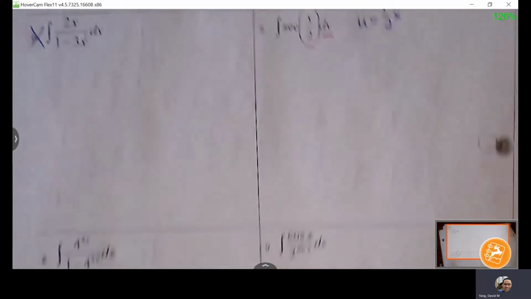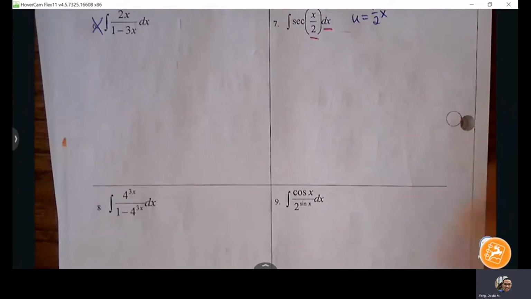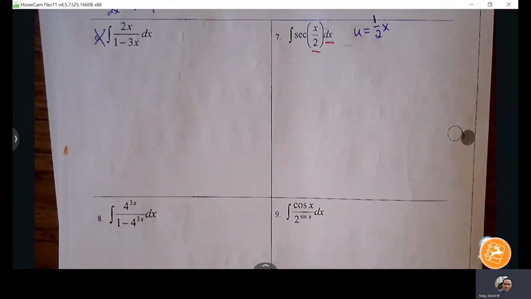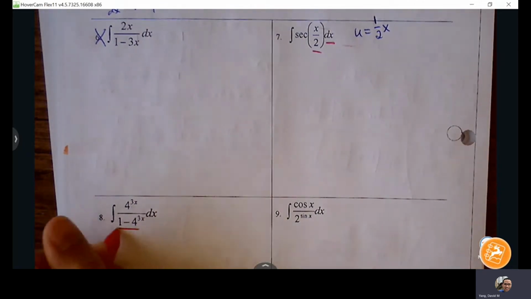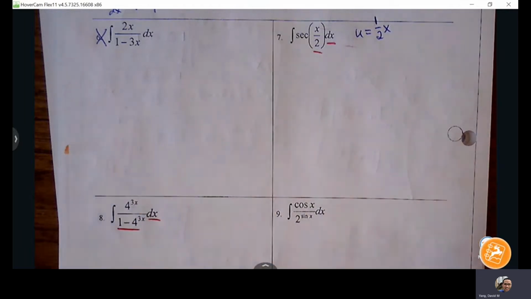Okay, number 8. Take a look at number 8. How would you start number 8? Yeah, U substitution. What's our u value? The exponent. Otherwise you're left with 4 to the u over 1 minus 4 to the u, and that's too messy to have in the denominator. So it does take a little bit of guess and check to get there.